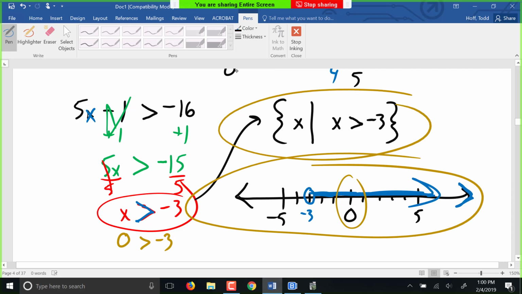Now, of course, coming up in a few weeks, we're going to learn a third way using interval notation, but we're not to that quite yet. So there will be a third way of representing these.